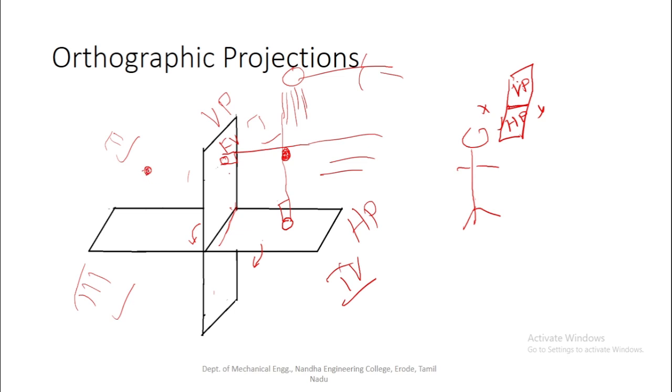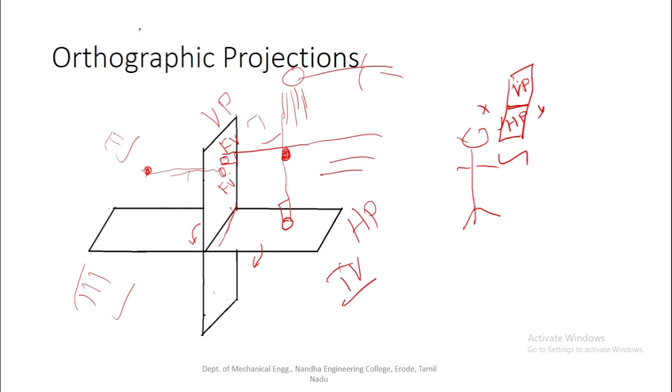So here the object is placed in the second quadrant. Irrespective of the position of the object in the quadrant, to draw the front view, always the position of the observer is here only. So here we assume that the vertical plane is transparent, so that the front view of this object is projected here. So this is the front view of the object which is placed in the second quadrant.